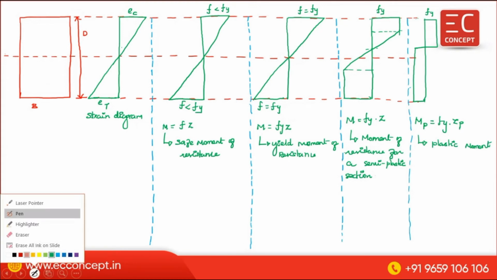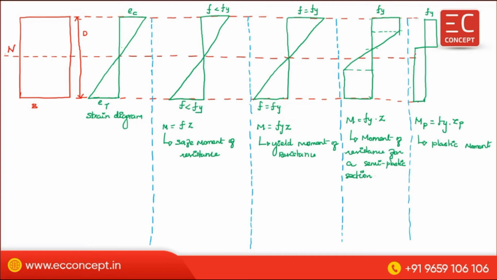Now, this is the neutral axis. And this point is the equal area axis. In the fully plastified section, this neutral axis gets shifted either up or down. So this is the equal area axis. This is also the equal area axis. What is EAA? EAA is equal area axis.